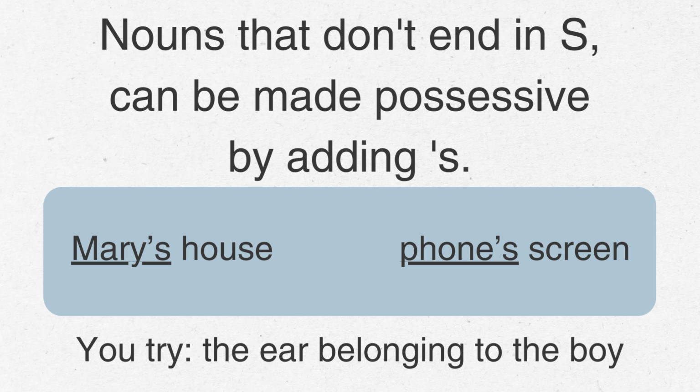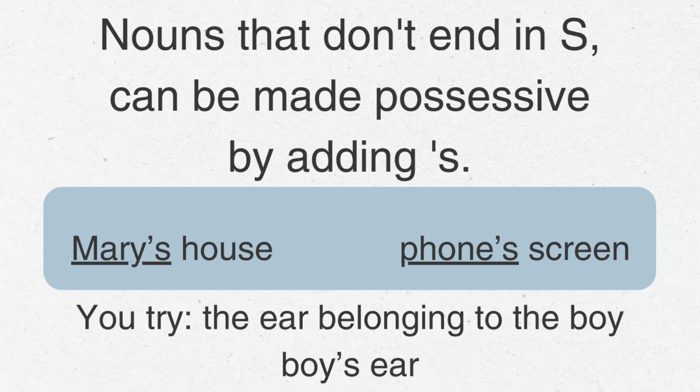Now I want you to try one. The ear belonging to the boy. How would you write that as a possessive? Go ahead and pause the video and practice on your own. The ear belonging to the boy would be boy's ear. So boy is the owner, and it does not end in S, so we're going to add apostrophe S to show that the boy is the owner and he owns his ear.